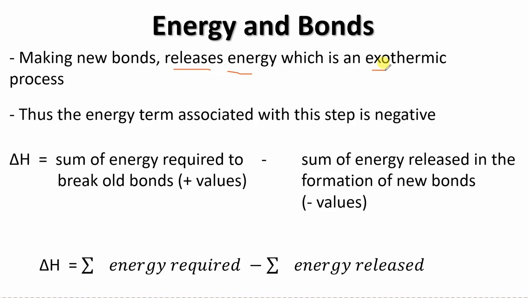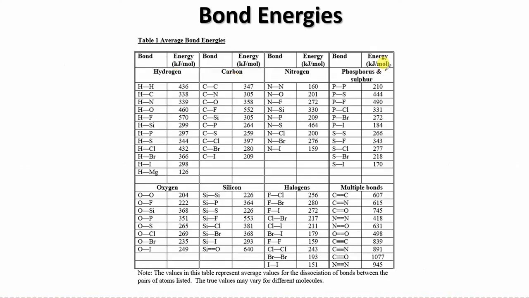This is our energy required subtracted by our energy released. Now here's the table I mentioned. I will try to link this through Google Docs in the description. If not, here it is. These are the values I'm going to be using. You can always Google them. They should be approximately the same.